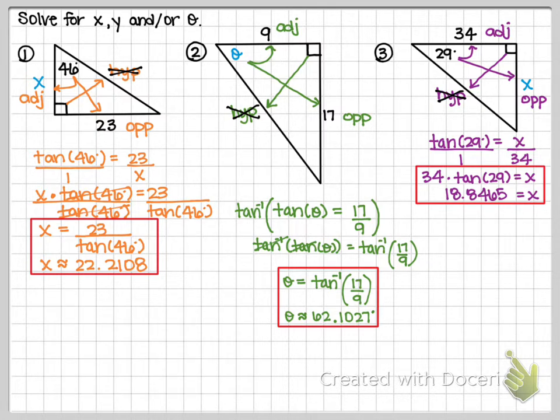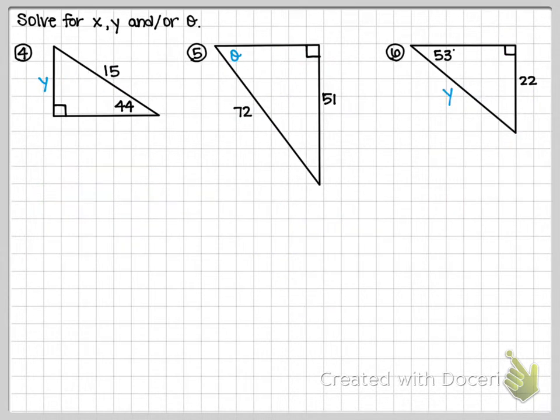So a little bit of practice on tangent and inverse tangent. And moving on to the next slide. Questions number 4, 5, and 6 are very similar to each other. So I'm going to talk through 4 and show it, and my recommendation is kind of the same process that we did on the previous slides.